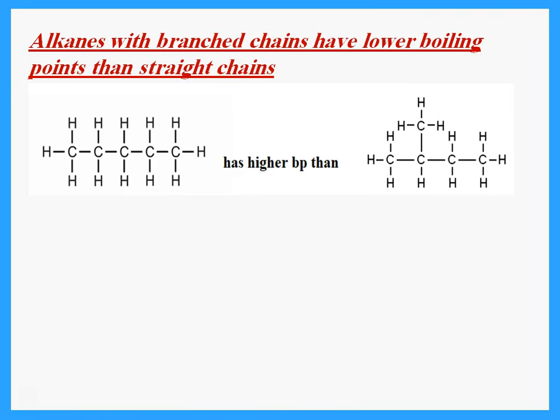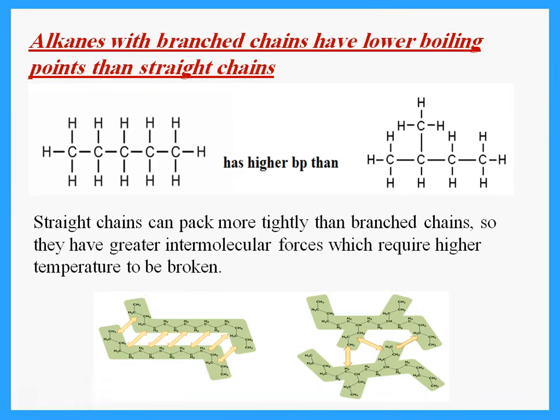London dispersion depends on the interaction between the electron clouds. So what if I have the same number of carbons and the same number of hydrogens, but the only thing is one of them is a long chain and the other is branched? Well, you should realize that the long chain, the straight chain, can be packed more tightly. The molecules can come nearer to each other more, so there will be greater intermolecular forces between them, and that means it will need higher temperature to be broken.